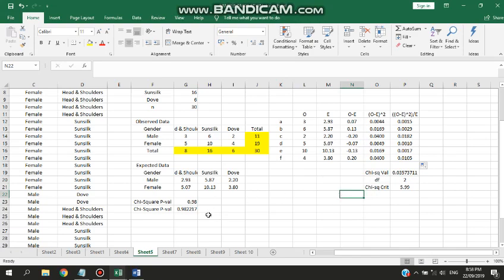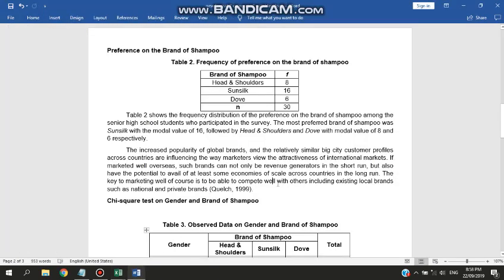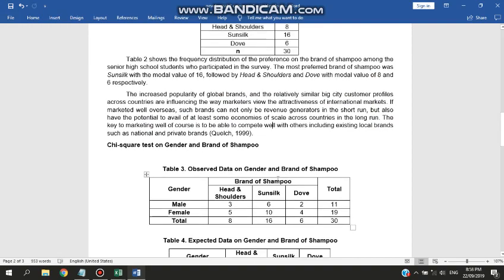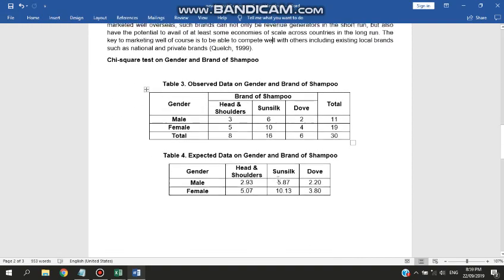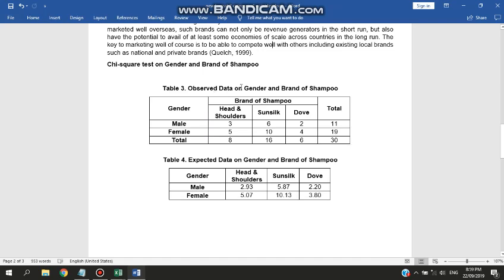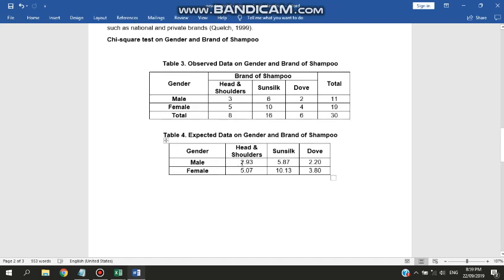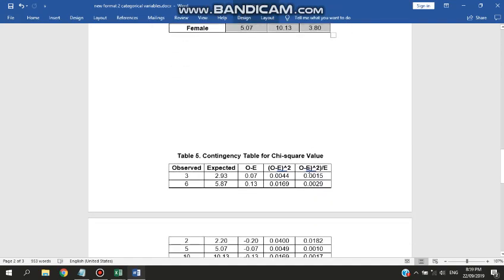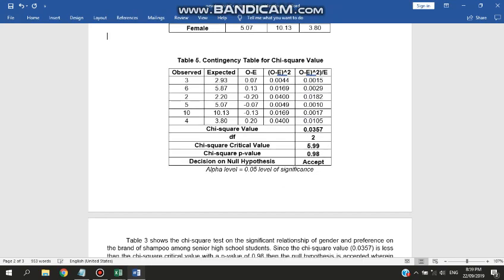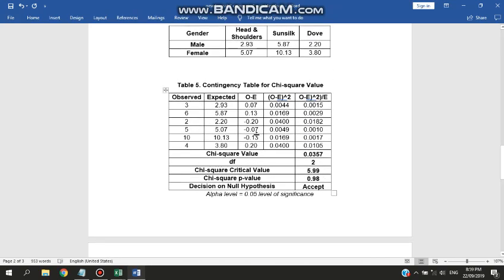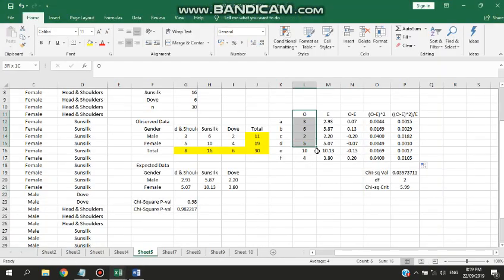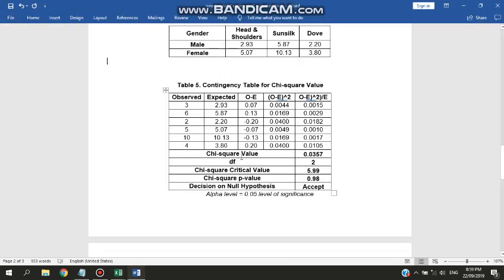Okay? So, you have to put this in your results and discussion. First, you copy and paste the observed data from Excel and the expected data for the gender and brand. This is the observed data, and this is the expected data. Table 5 is going to be the contingency table. This is the table here. And then below is the result.